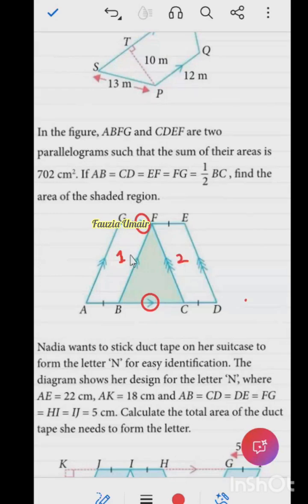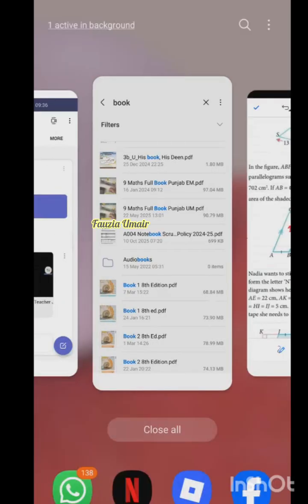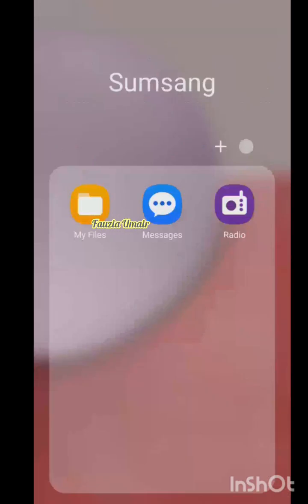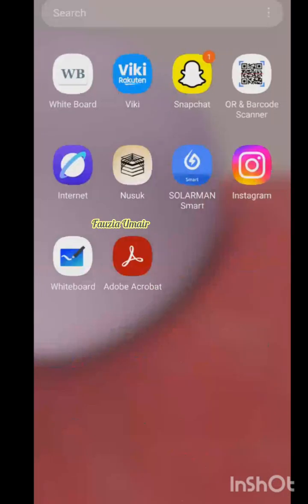So while we solve this question, we will say that because the total area of these two parallelograms is 702, the area of one parallelogram is just this 702 divided by 2. So I'm going to solve it on the whiteboard, right? So I hope you have understood the question. So now we can solve it on the whiteboard.